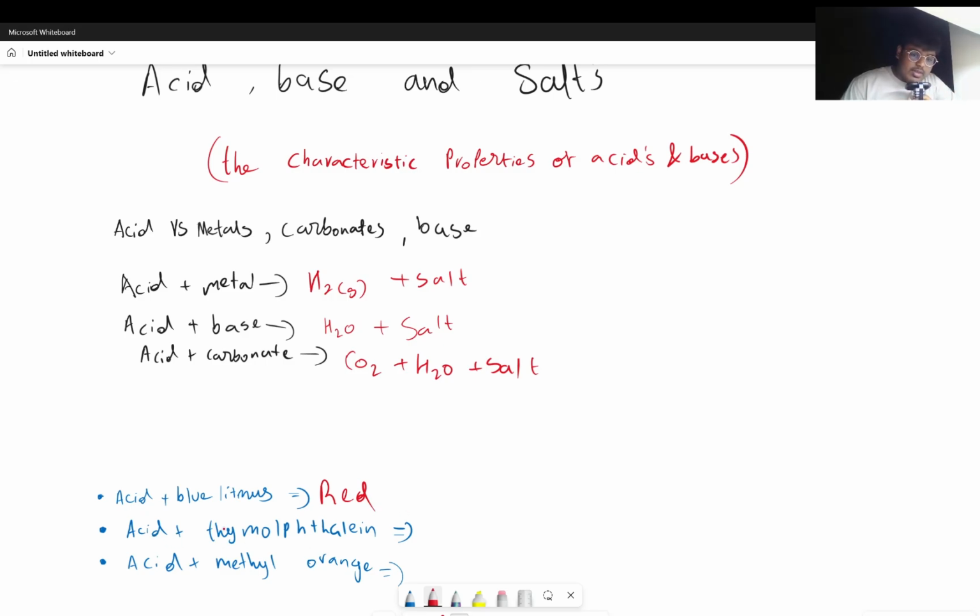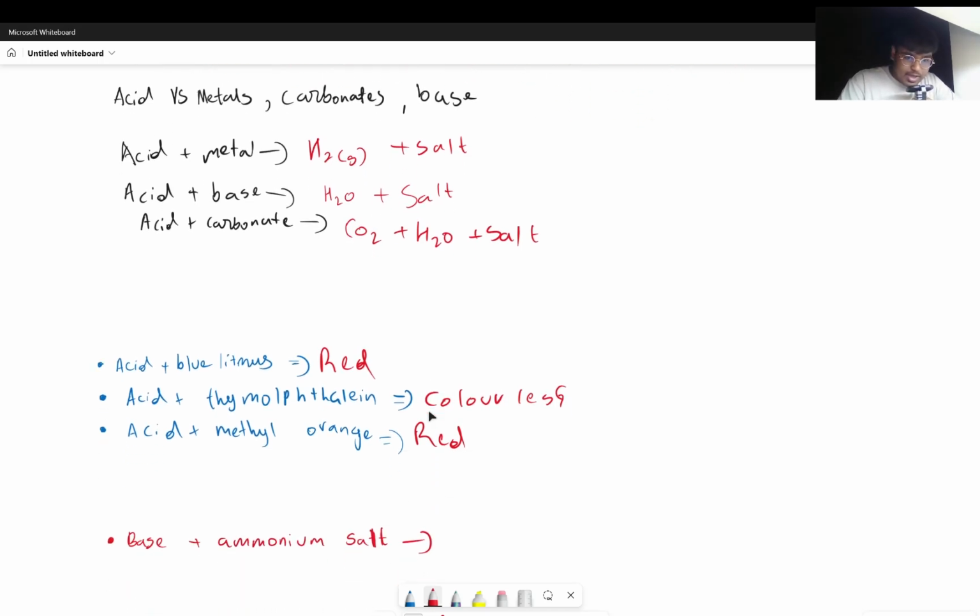And for acid, the phenolphthalein will be colorless. It will be colorless. And acid plus methyl orange is red. Red. Your litmus paper and methyl orange are the same thing. Same thing. I want you all to score the best you can, okay?